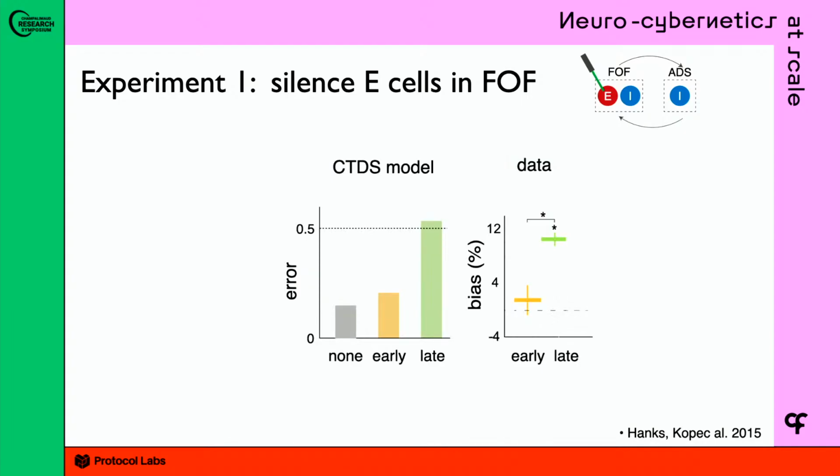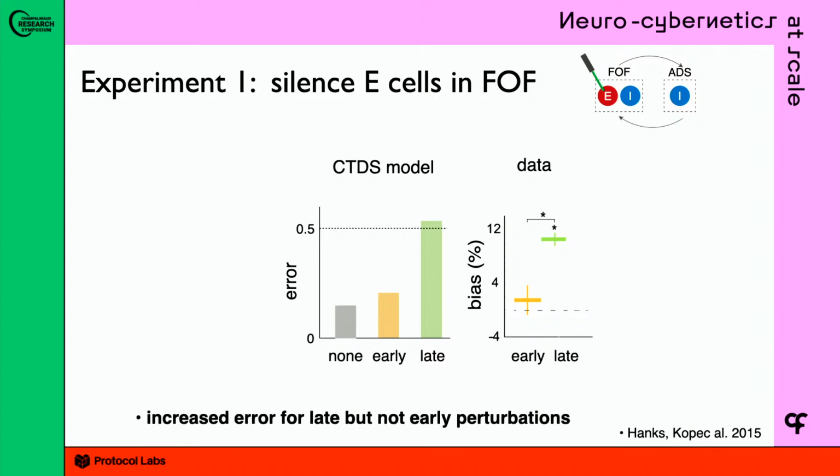Early perturbations have a very small effect on the animal's choices. They're biased, and late perturbations have a larger effect. Here are the predictions of the cell-type dynamical systems model that we fit, again, remember, using only the unperturbed data. We see that when there's no perturbation versus an early perturbation, we have relatively small changes in error rate, but large changes in error rate when the perturbation is made late, matching the pattern observed in the neural data.